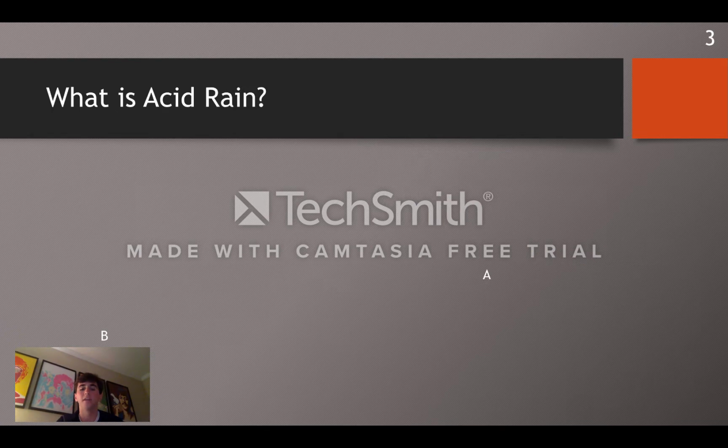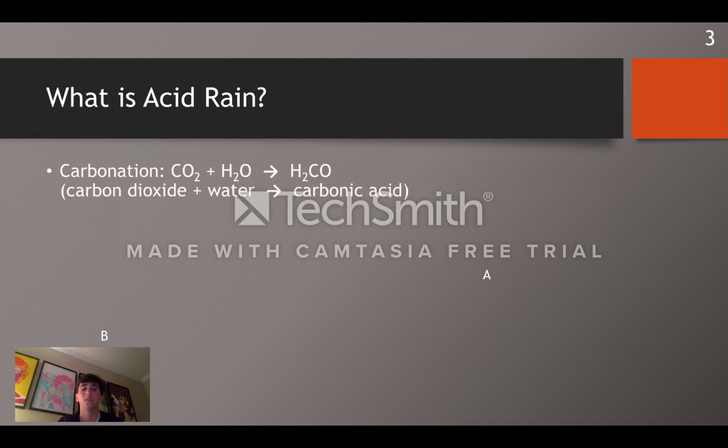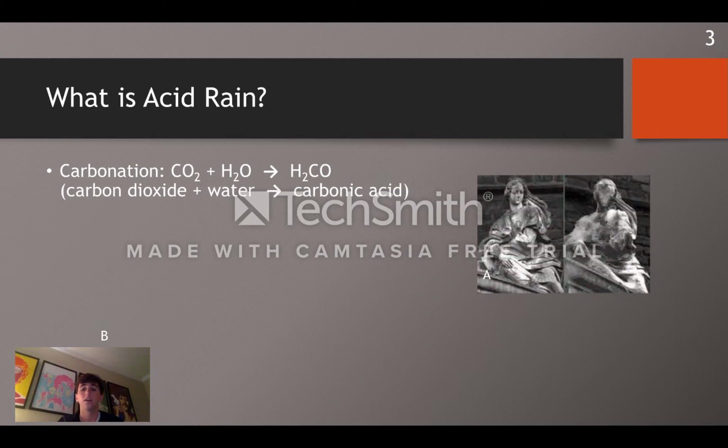What is acid rain? Acid rain can also affect the amount of greenhouse gases in our atmosphere through a process called carbonation. Carbonation is when carbon dioxide mixes with water and makes carbonic acid. The carbonic acid dissolves or breaks down the minerals in a rock. Here, Figure A shows a limestone statue being affected by acid rain.